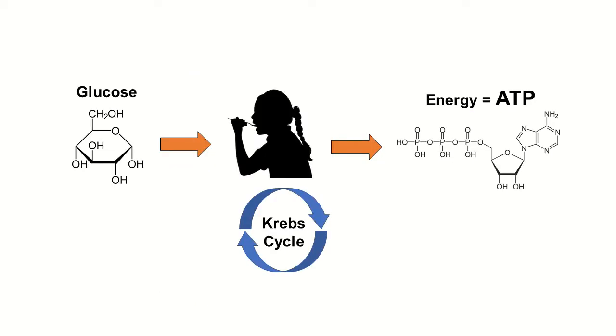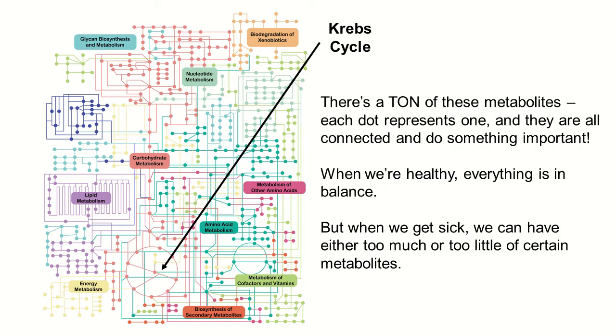As you might have already learned, when we eat, small molecules like glucose are broken down to make energy. One way glucose is broken down is by a pathway called the Krebs cycle, which turns the glucose into ATP, a molecule that has a lot of energy. But the Krebs cycle isn't the only important pathway for cells. As you can see here, each dot represents one metabolite, and they're all connected. Each of these metabolites is important for a cell to survive.